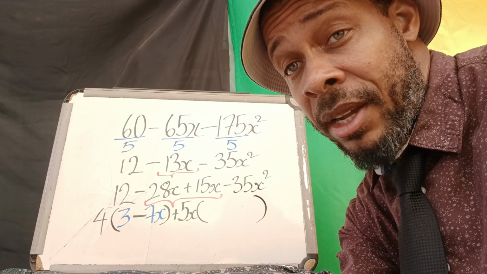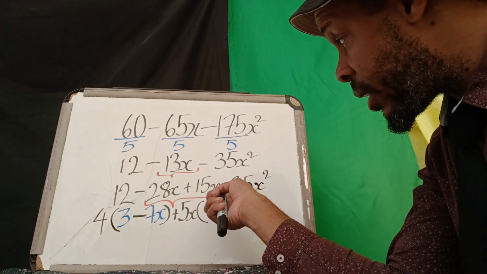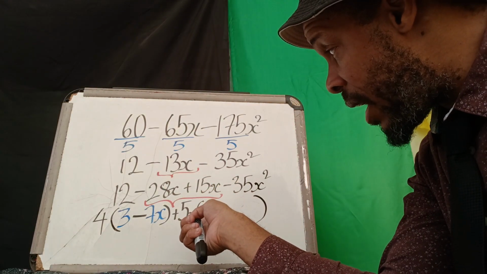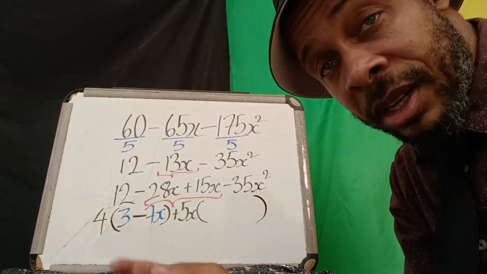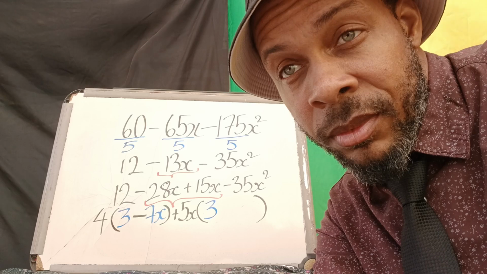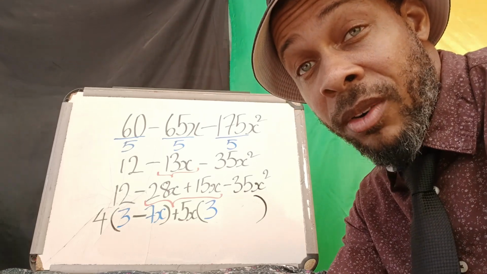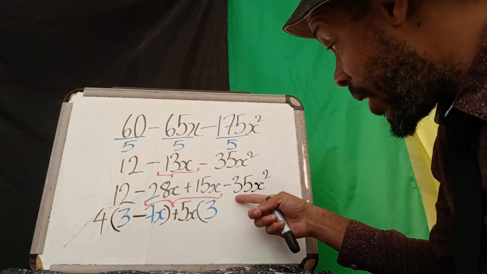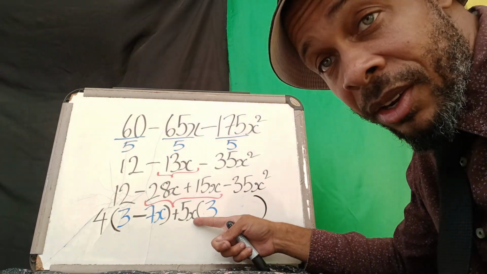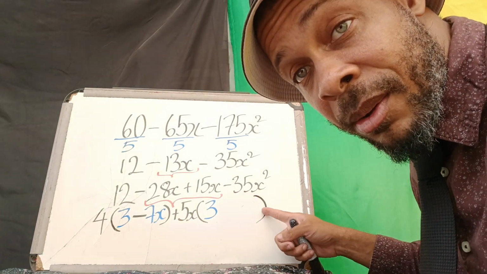What if you never trust that? 15x divided by 5x, you get 3. So let's put that there. Now, minus 35x squared. Divide this here by this here. What are you going to get? Minus 7x.